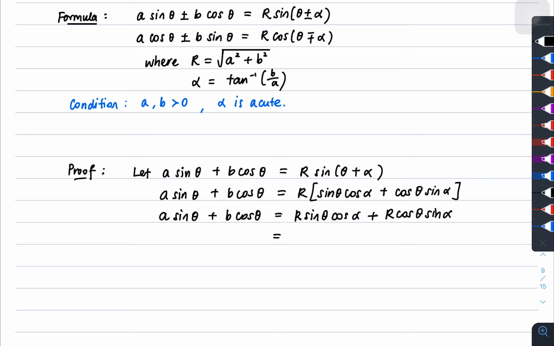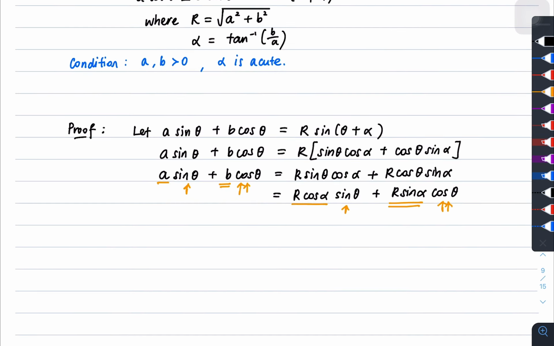Okay, so with this, let me rewrite this as R cos alpha multiplied by sine theta, and I have R sine alpha multiplied with cos theta. I'm just swapping the position. So over here, if you were to compare the sine theta on the left and on the right, my A is going to be R cos alpha. Now for this one, if I compare the cos theta term, my R sine alpha is going to be equal to B, like that.